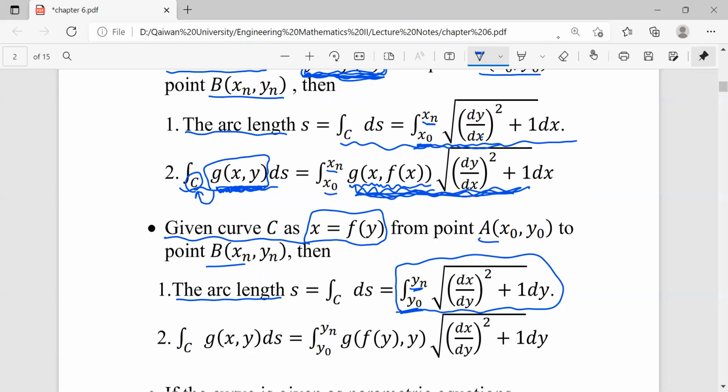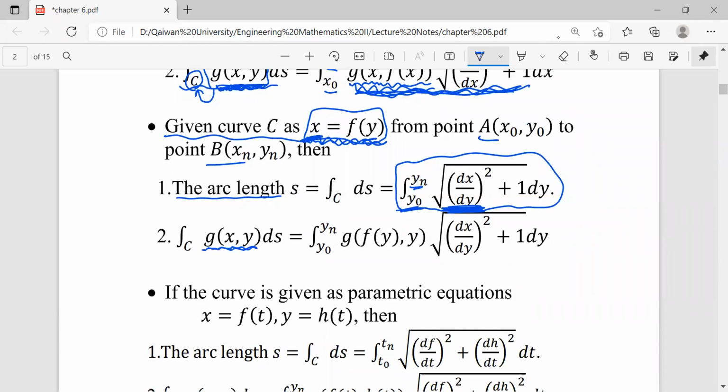In the square root we find dx by dy squared plus 1, dy. In the above one we took the integration with respect to x, but here we take the integration with respect to y, with y from y0 to yn. The derivative in the square root is dx by dy here, but in the above it is dy by dx, because in the above one the curve is y equals f of x, y a function of x, but here x is a function of y.